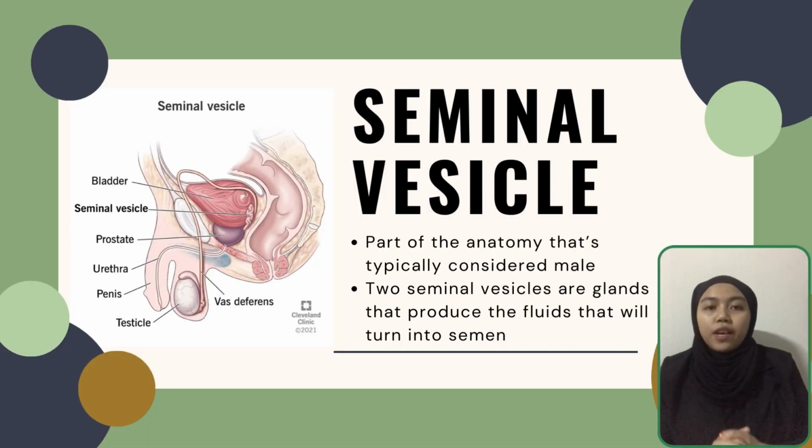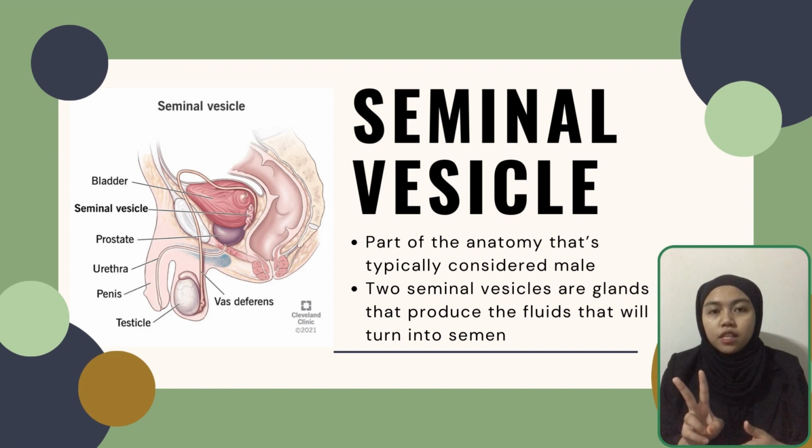Next is the seminal vesicle. What is the seminal vesicle? A seminal vesicle is a part of anatomy that is typically considered male. The two seminal vesicles are glands that produce the fluid that will turn into semen. The vesicles may also be called seminal glands or vesicular glands.